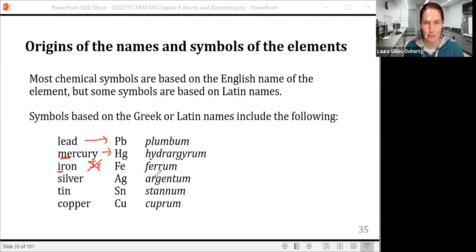Silver's symbol comes from argentum. Tin, symbol Sn, comes from stannum, and copper, symbol Cu, comes from cuprum. So a lot of the symbols that don't match up with how the word is spelled nowadays are historic. They're related to the Greek or the Latin words for those elements. And then that was turned into the symbol.